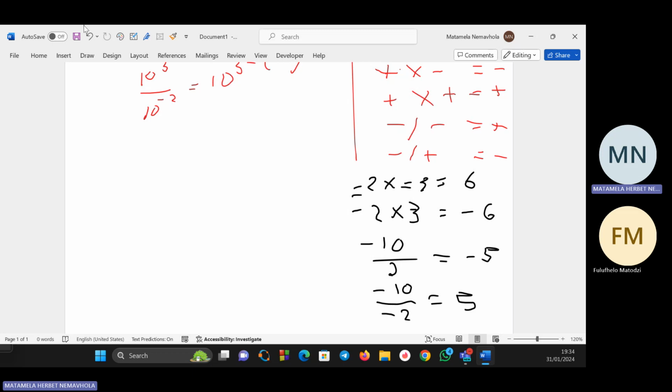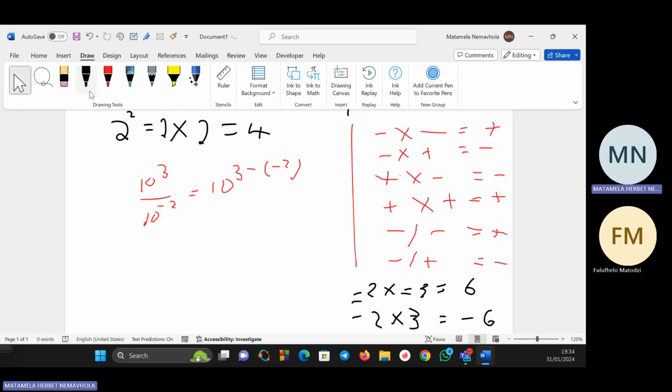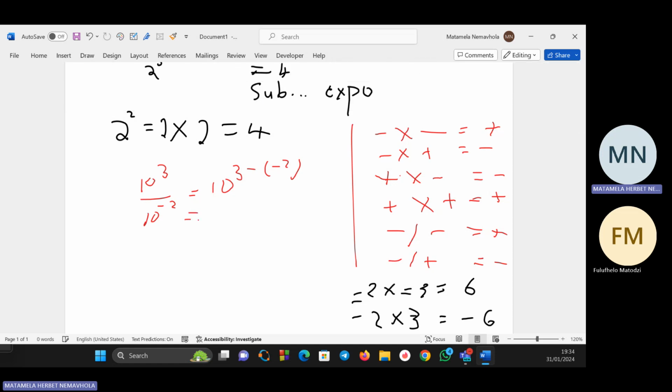So let's go back to our question. In this question here, we said the bases are the same, so we're going to keep the base, which is 10. Then it's going to be 3 minus 2. Because here, when we put a bracket, it's like we are multiplying. So it's going to be negative times negative, which is going to give us positive.